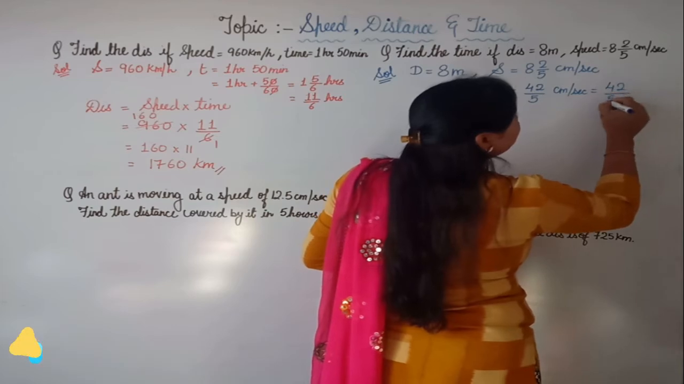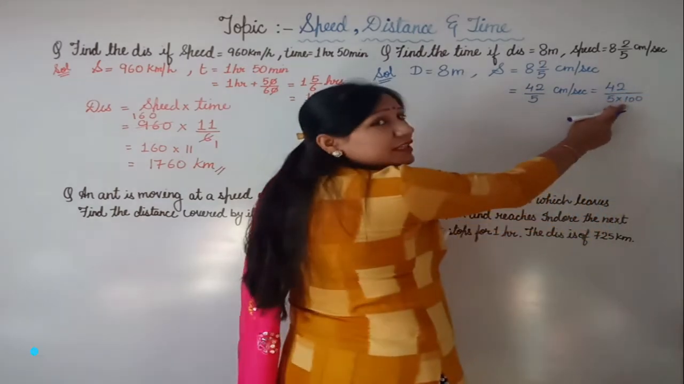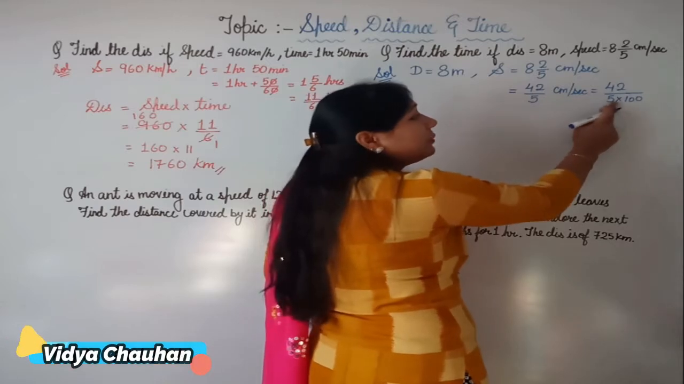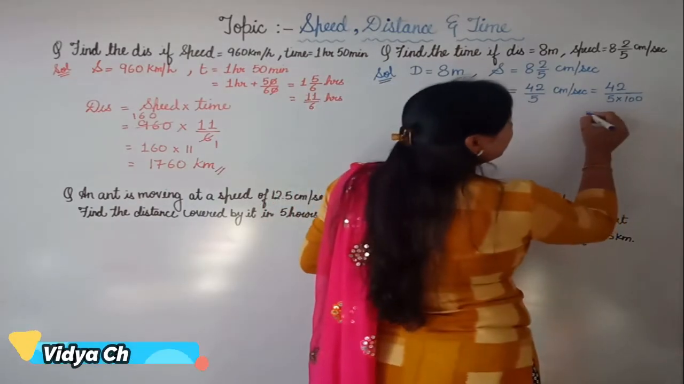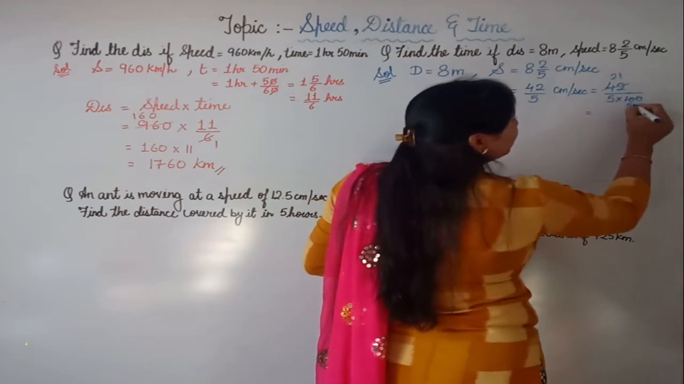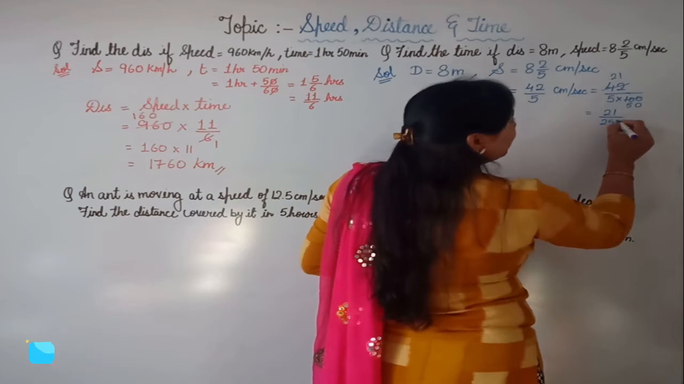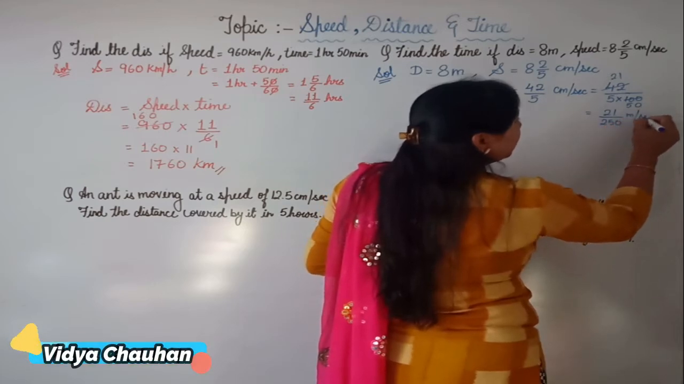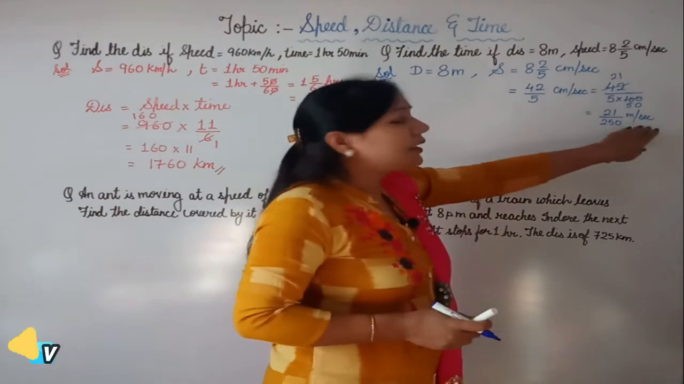So 42 upon 5 multiplied by 100. This division is in the denominator, so it will get multiplied by 5. Clear, students? So when you simplify, 2 21s and 2 50s, that will be 21 upon 250 meter per second. So this is our speed in meter per second.